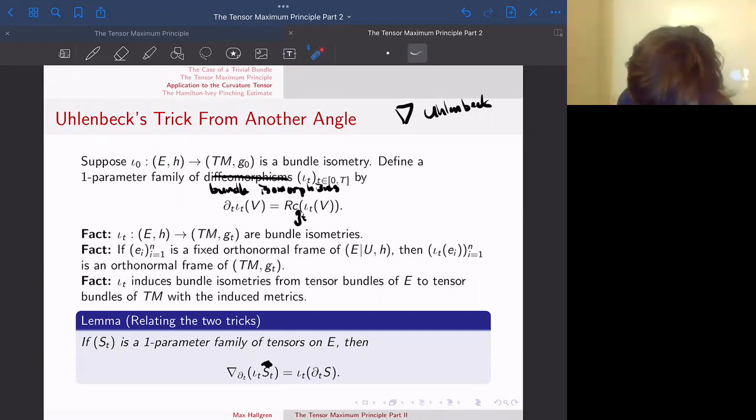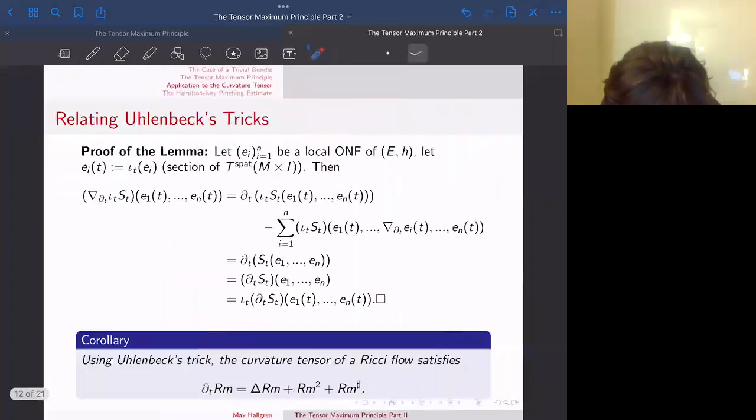No, I'm not going to give a proof of this one, but hopefully the slides will be posted on the website or something. But the proof isn't too difficult.